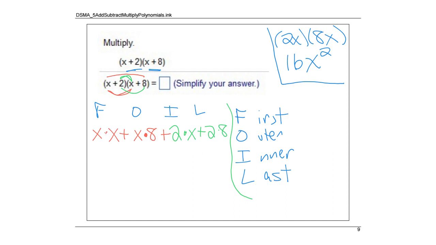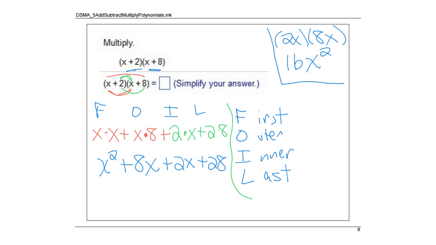Okay, so we have x times x. That would give us x squared. Then we have x times 8, but we like to write it this way, 8 times x. Then we have 2 times x, and then we have 28. Now I'm not done there, but let me go back. I just want to go back and look at this problem again.